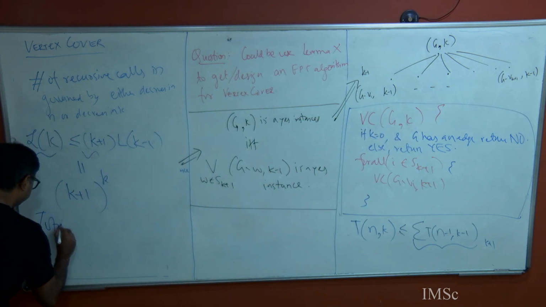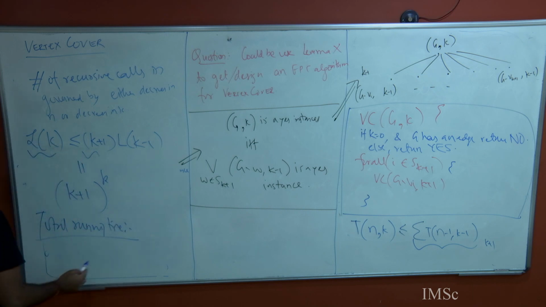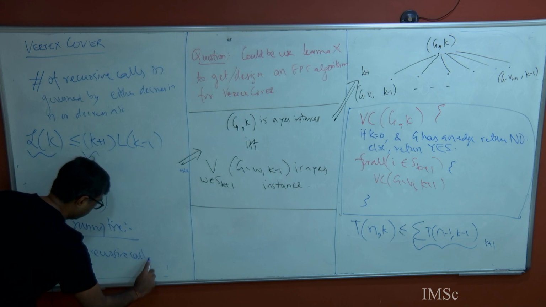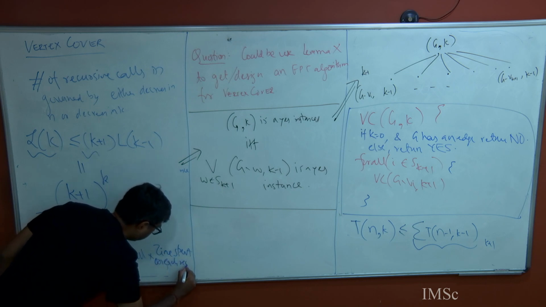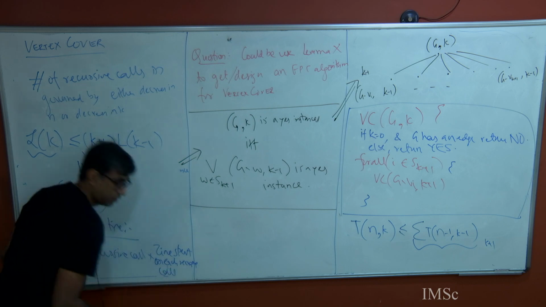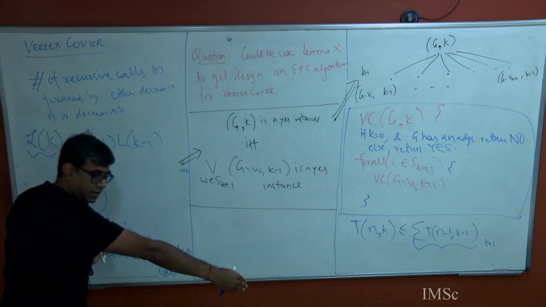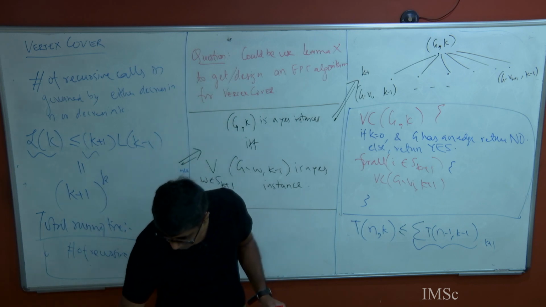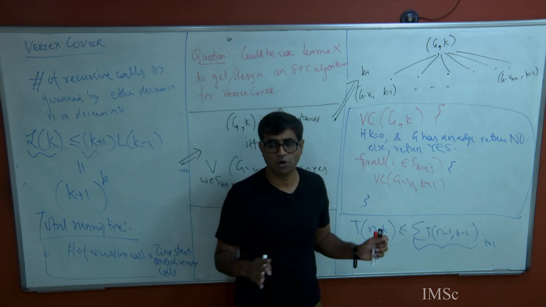Total running time is number of recursive calls times amount of time spent on each recursive call, right? Time spent on each, which is polynomial, right? What are you doing? You are sorting the vertices with high degree at each instance and then picking up top k plus 1, and when you are recursively calling someone else, you are just deleting this vertex and getting a reduced graph. All this work we can do in poly time.